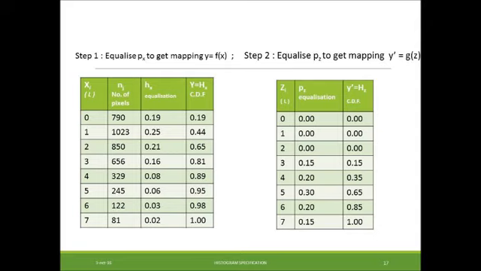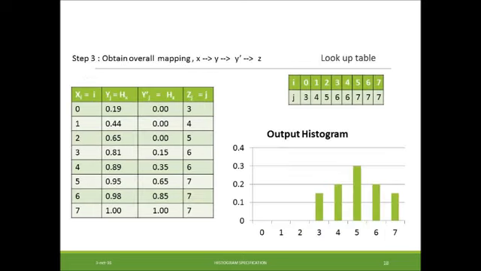Now we have prepared the values for the CDF corresponding to the input image. Step 2. Equalize Pz to get mapping y dash equal to g of z. The same procedure is repeated for step 2. Hence, after step 1 and 2, we get the CDF of both the input image and the histogram specified image.